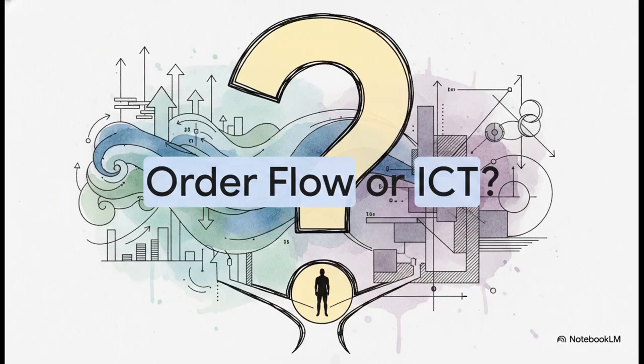This exact question is quite literally tearing trading communities apart, isn't it? It forces beginners into feeling like they're standing at a crossroads where they absolutely must pick a side. You hear it all the time. Should I switch to order flow, stick with ICT, try to combine them? But before we can even answer how to trade, we really need to look at what's actually driving this incredible divide in the first place.